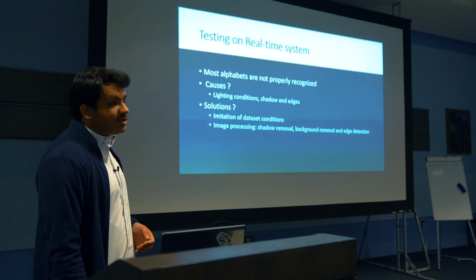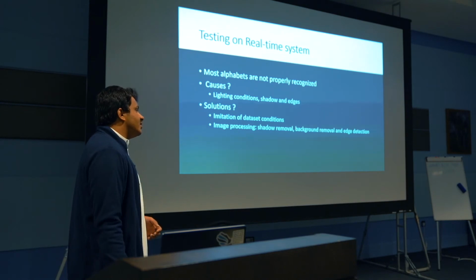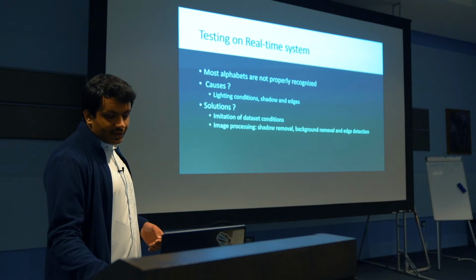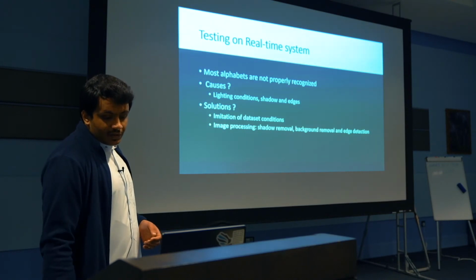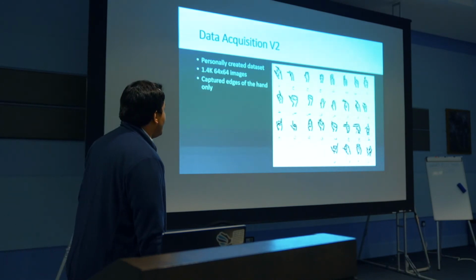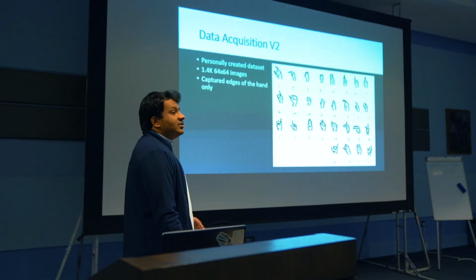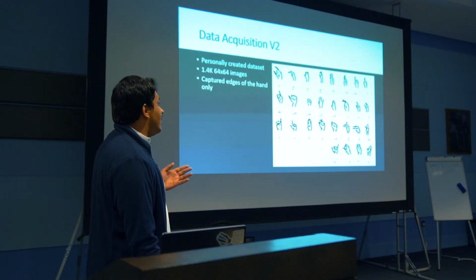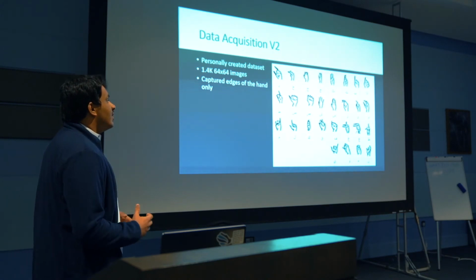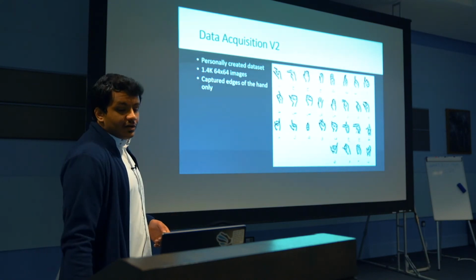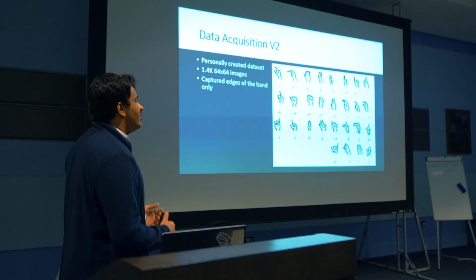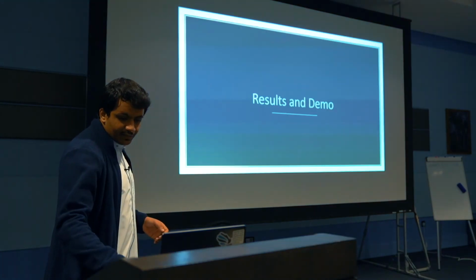On this particular dataset, it didn't really work out well with all the techniques that I used. And so I decided to create my own dataset. I created about 1,400 images for each class, for each alphabet, and I tried to just capture the edges of the hand. During the capturing, I do the processing at the same time.